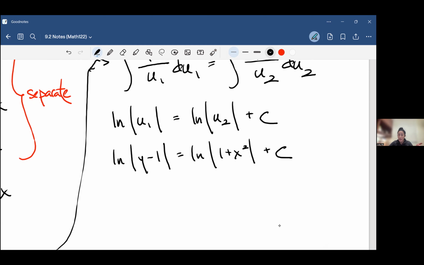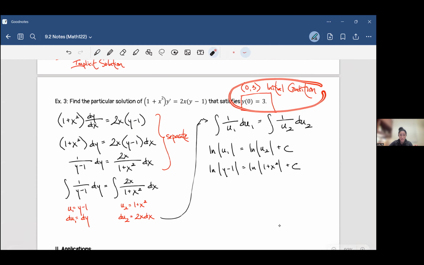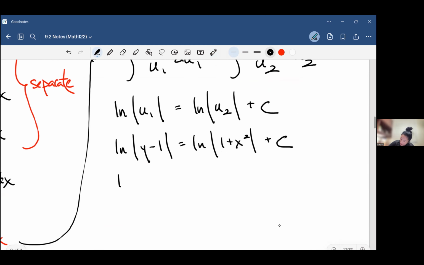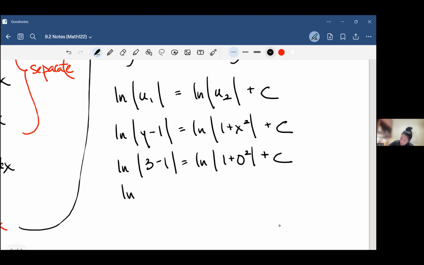Now, if I asked you for a general solution, we could stop here. But since we have some initial conditions and we're asked to find a particular solution, we have to plug in 0 and 3 for our x and y and then find a number for c. So I've got ln(3 − 1) equals ln(1 + 0²). We do a little arithmetic. We get ln 2 equals ln 1, which goes to 0. So c is actually just ln 2.